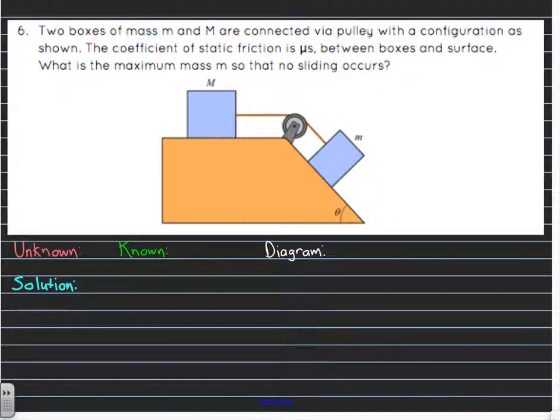All right, here we go. We have a big box and a small box, and they are in equilibrium. They are in static friction, meaning if one more feather, if one more piece of weight was added to little box m, then boom, it would start to slide.